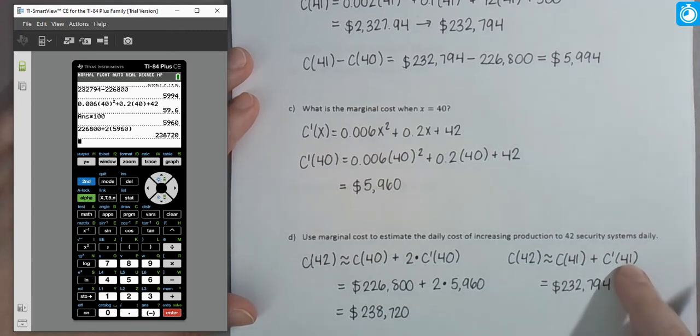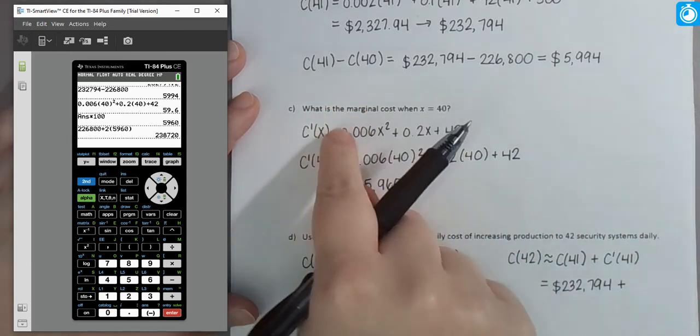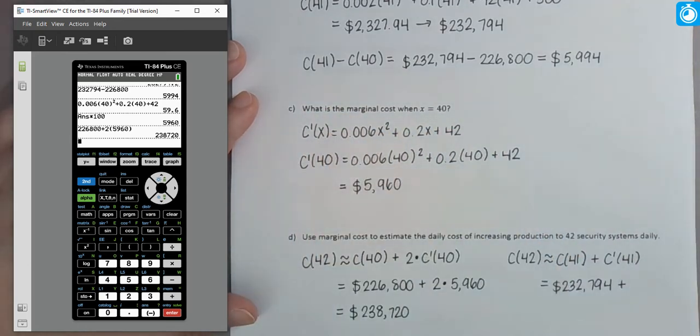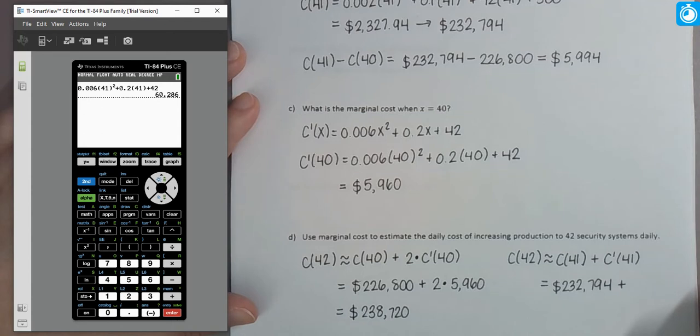Plus the marginal cost at 41. So imagine taking this formula and subbing in a 41. So what would that give you? So 0.006 times 41 squared plus 0.2 times 41 plus 42. And that's going to be 6028.286. That doesn't sound right, does it?